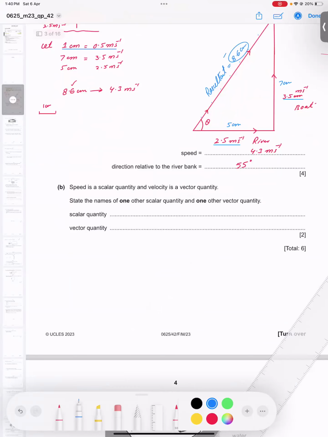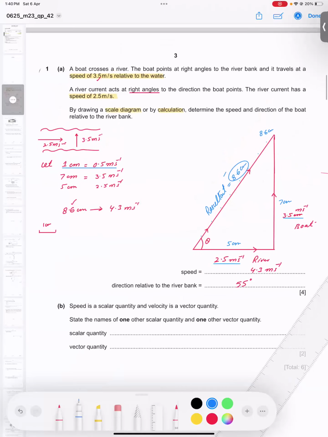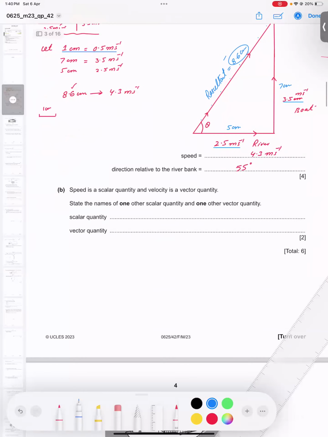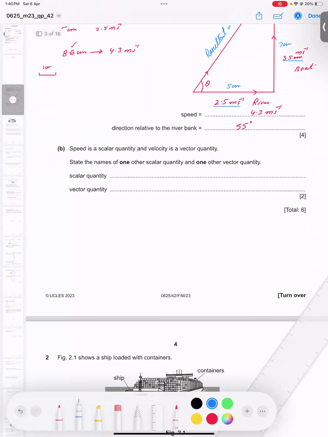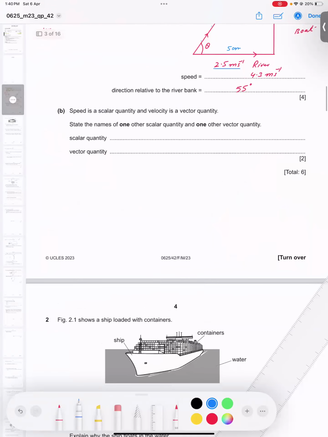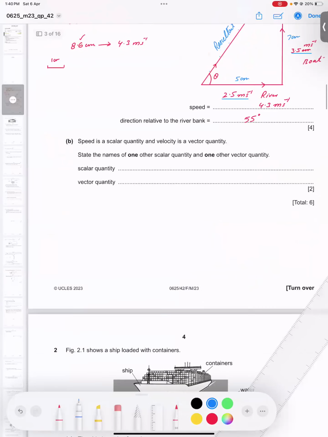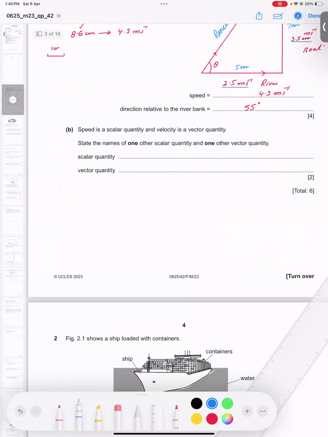If you want to solve this question by calculation method, then you can use Pythagoras theorem. For this purpose, because there is less space here, I will solve the question with the calculation method on this other space.